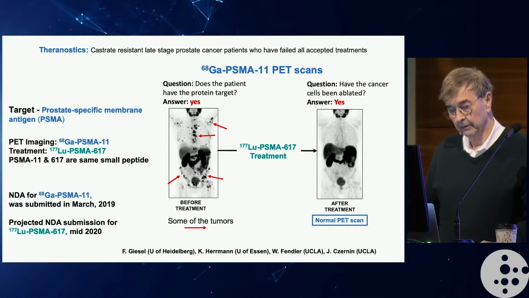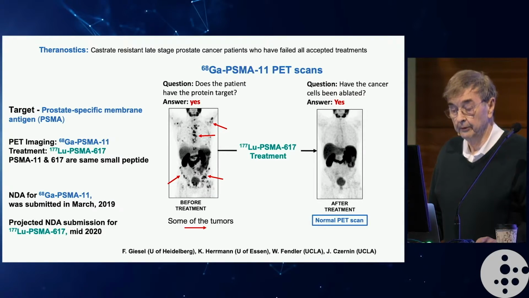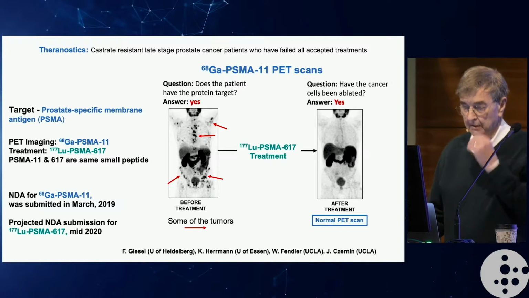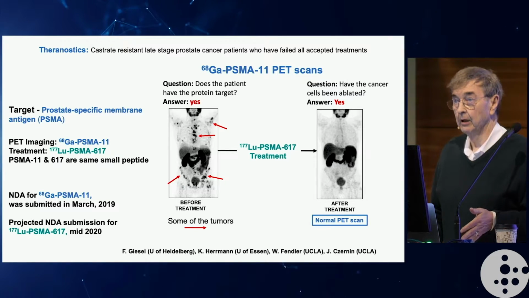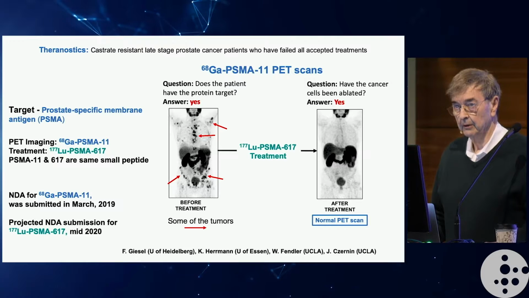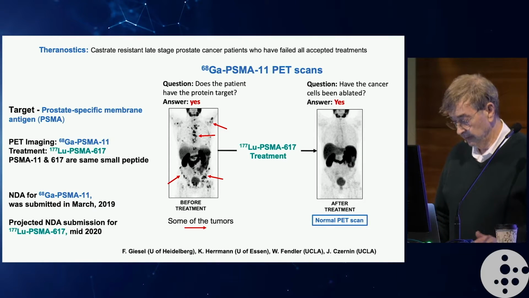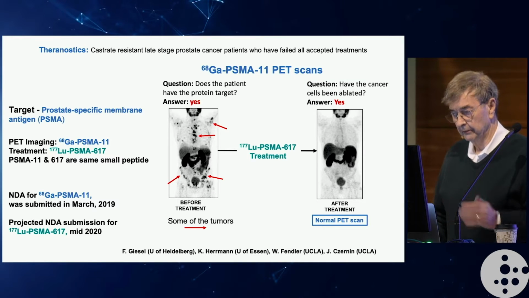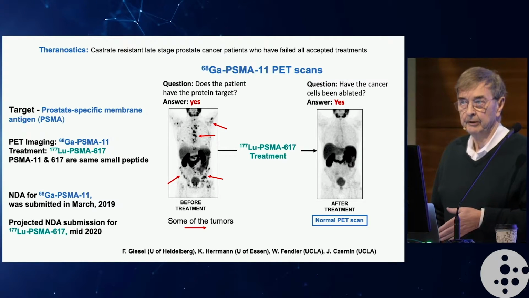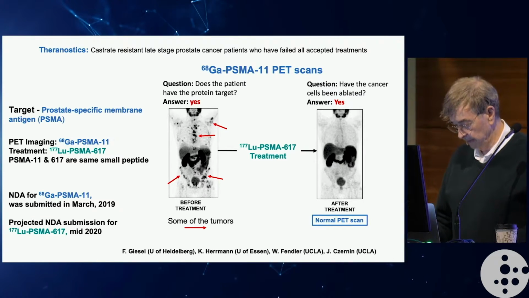For the gallium PSMA, the NDA was submitted in March, and a projected approval time, the NDA for the therapeutic, is in 2020. So again, we go to the image, ask the question, does the patient have the protein target? The answer in this patient is yes, with a large array of metastases throughout the bone from castration-resistant prostate cancer. Treat the patient with lutetium PSMA-617, go back and image the patient, have you ablated the cells? And again, you see in this patient, the answer is yes.